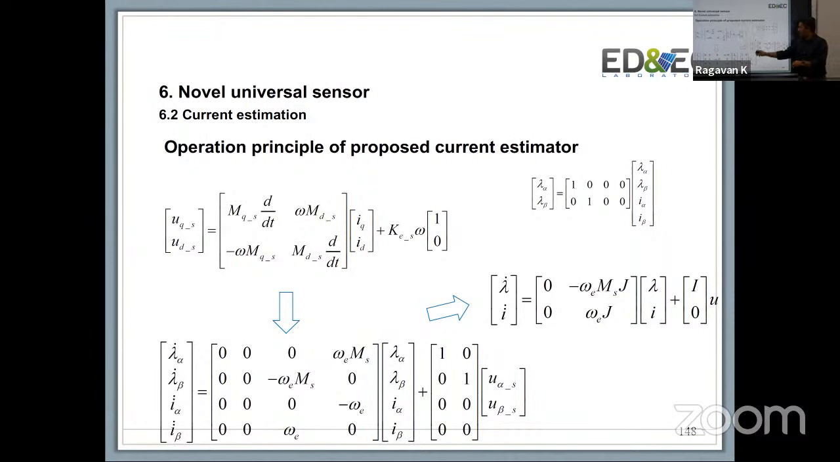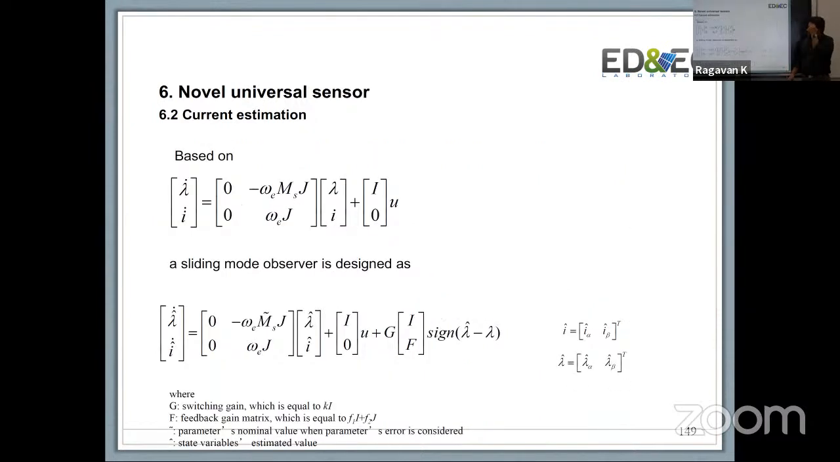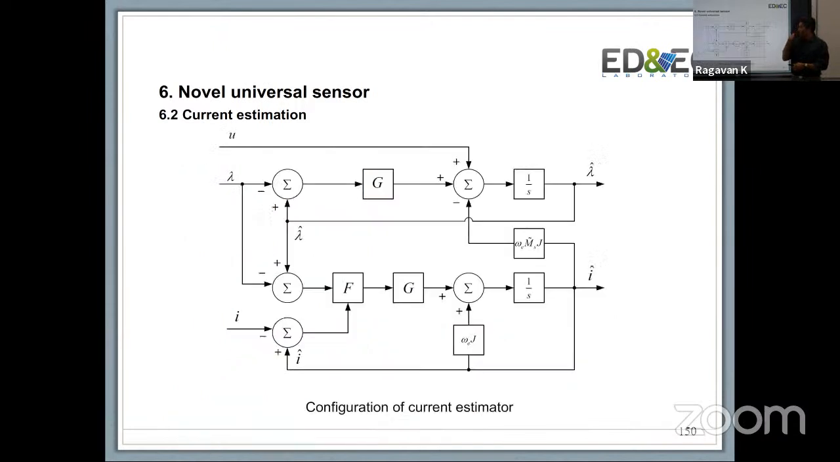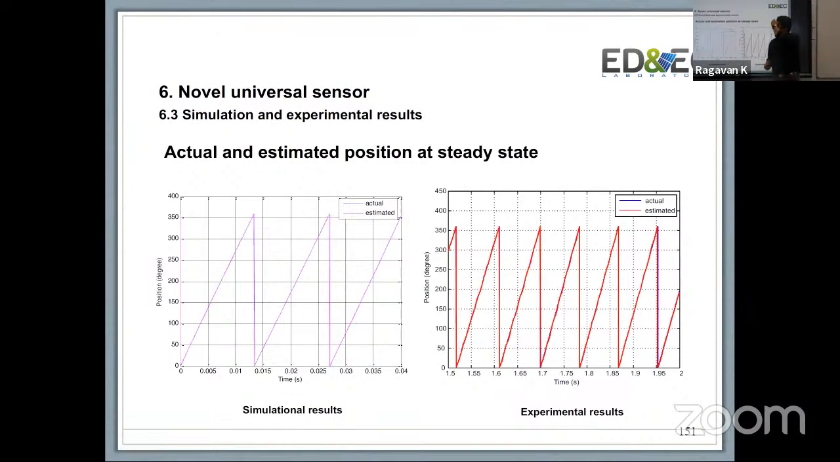Based on that, you can write down the differential equation as a function of flux and current. So we designed a sliding mode observer that could identify what your current is and what your flux function is. And that allows you to create this overall system, which is a current estimation module.